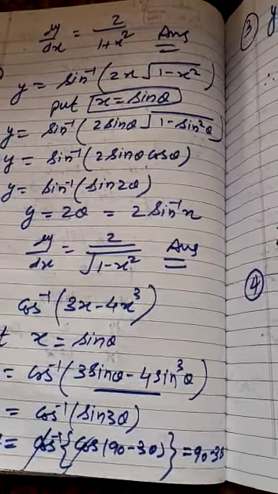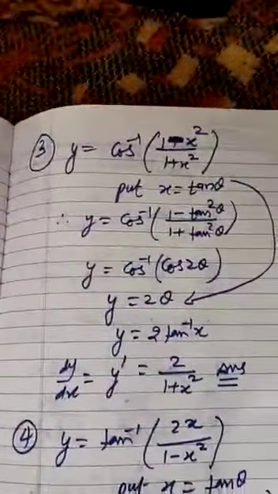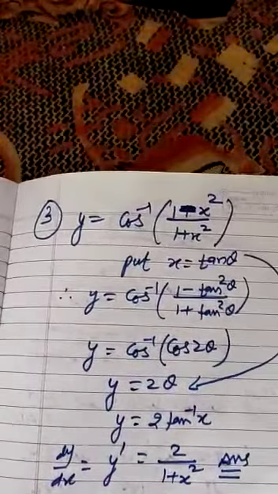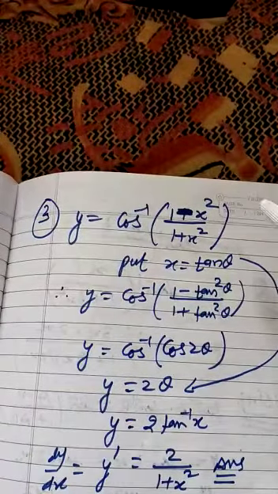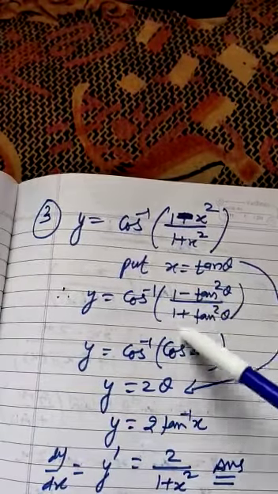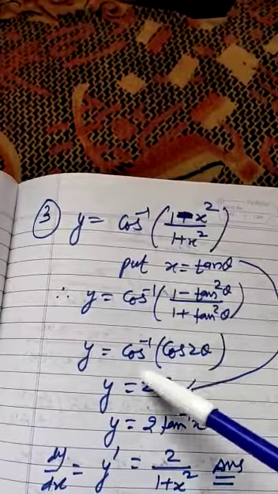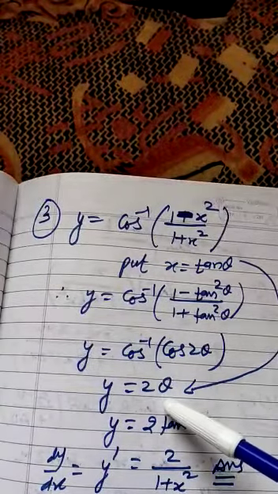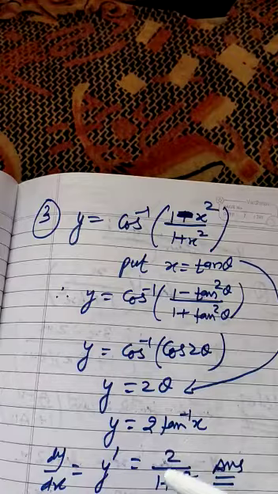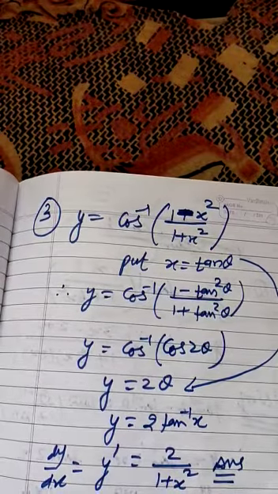Okay, take another example. Now this is another example. Put x equal to tan theta in this. So we will get this, and this is the identity of cos 2 theta. Cos inverse and cos will cancel out and we are left with this. Now theta can be replaced by tan inverse x. Now the derivative of this will be this one.